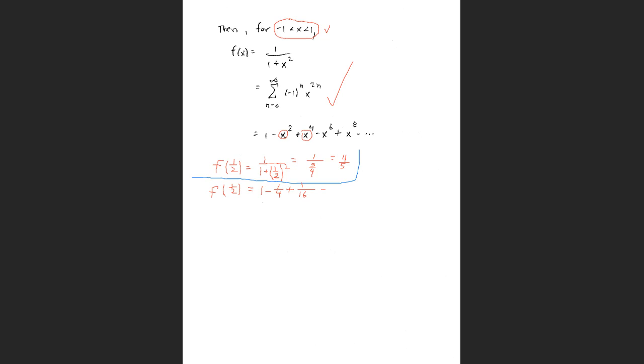Okay, then what's the next term? The next term's negative. What's the next term going to be? 1 over 64. Good. Okay. And it keeps going, keeps going, keeps going.